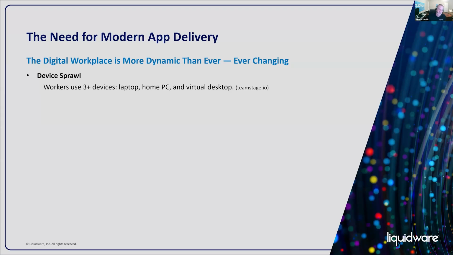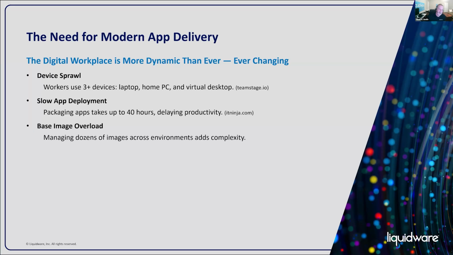So you've got more devices than ever. And then you couple in your other mobile devices where you may have a Citrix session or an AVD session or accessing a Windows 365 PC. And sometimes 3 devices may be small for an organization. Slow app deployment. Packaging takes a lot of time, especially for multiple applications, and delay in productivity. Packaging them up even in a traditional way to get them ready for a Windows machine to consume from Intune, much less getting them into something like App-V. Base image overload, managing dozens of images across environments adds complexity. We still see this as a big challenge in the industry, and it's grown.